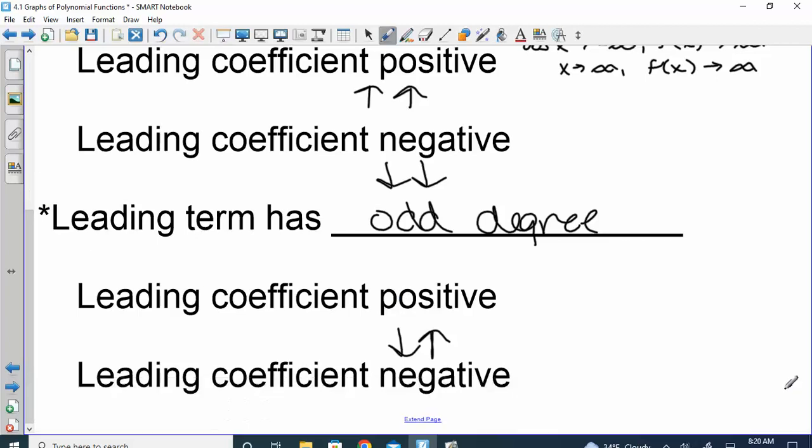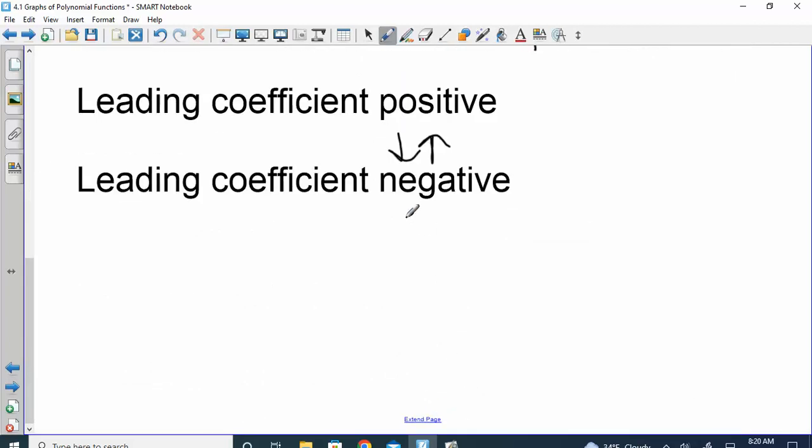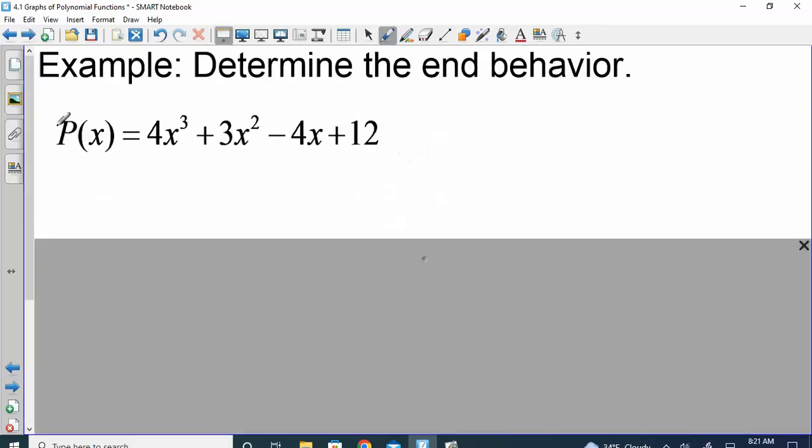If it's negative, a negative flips the graph, so it becomes up, down. And so when I ask you for end behavior, this is all I expect: two arrows. Tell me which directions the ends are going. So far, so good? So let's find the end behavior of some graphs.